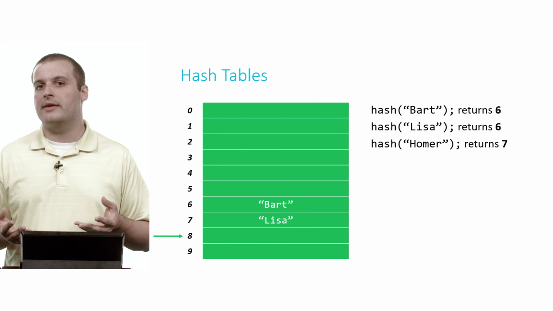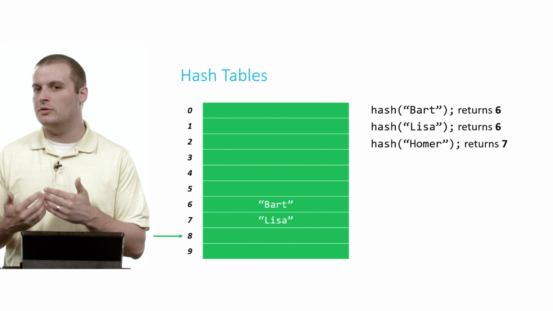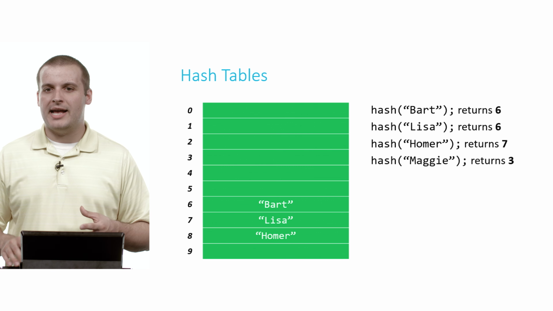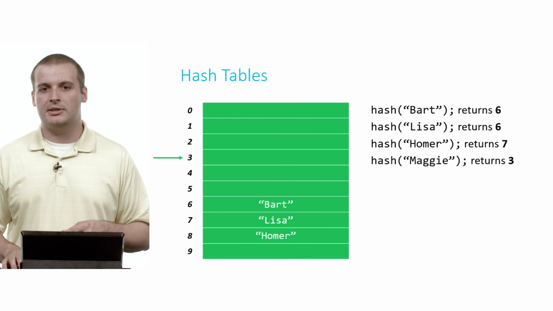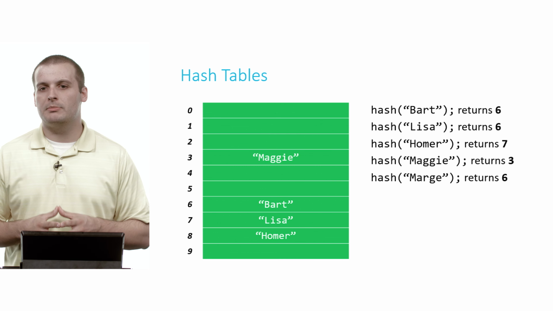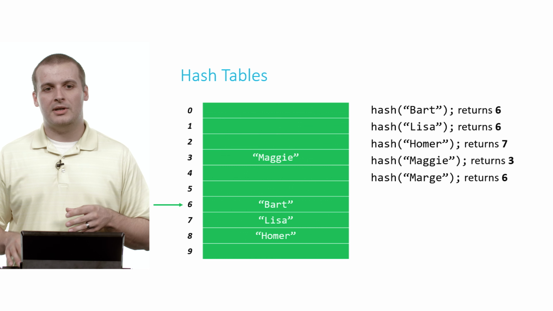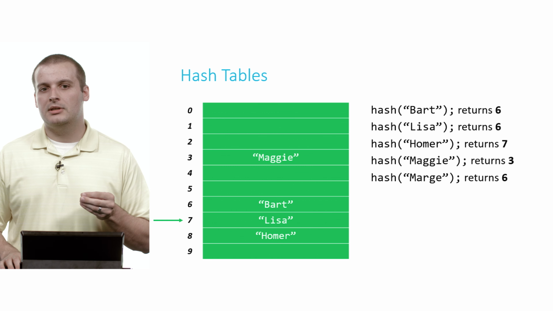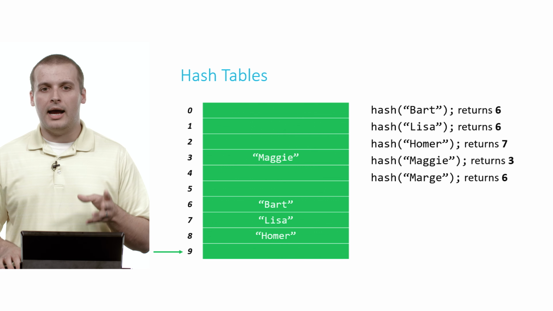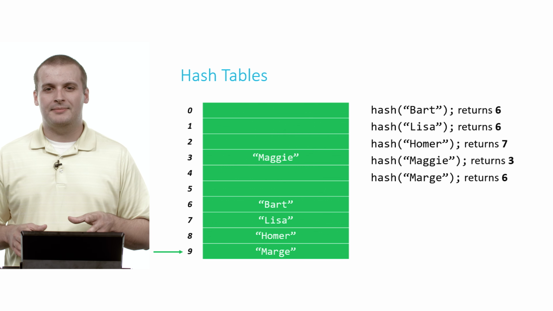Yeah, and 8's close to 7, so if we have to start searching, we're not going to have to go too far. And so let's put Homer at 8. Now we hash Maggie and it returns 3. Thank goodness we're able to just put Maggie there. We don't have to do any sort of probing for that. Now we hash Marge, and Marge also returns 6. Well, 6 is full, 7 is full, 8 is full, 9, all right, thank God, 9 is empty. I can put Marge at 9.